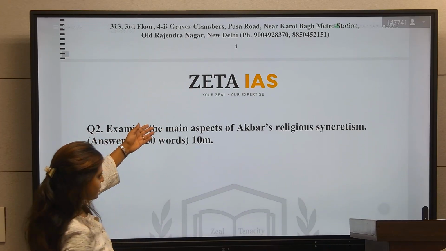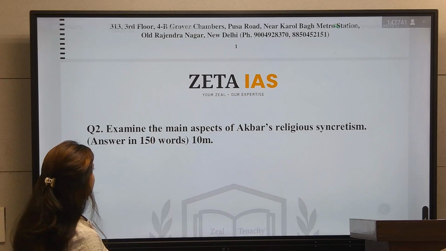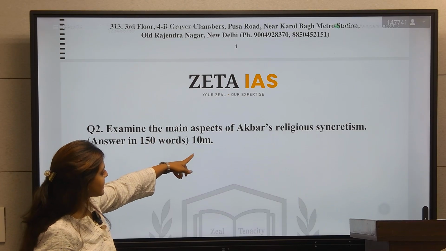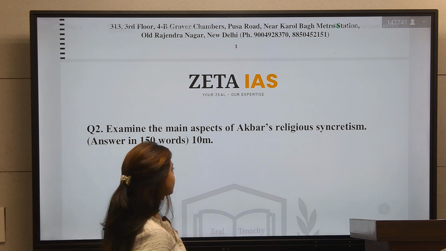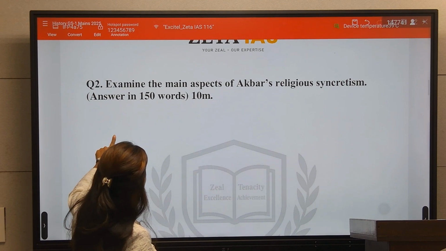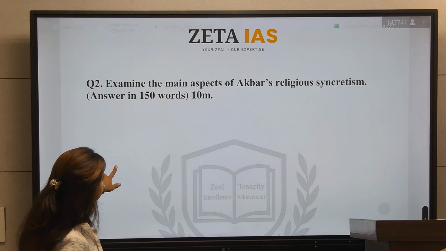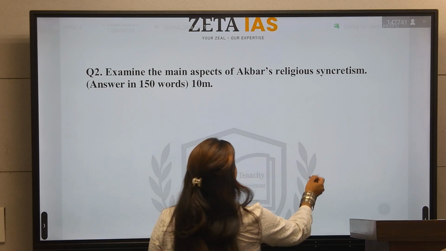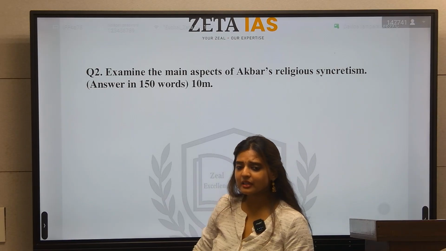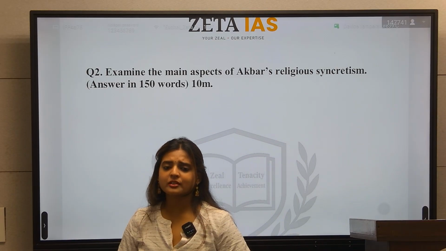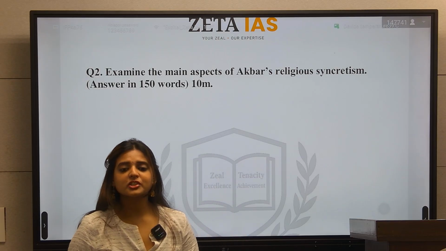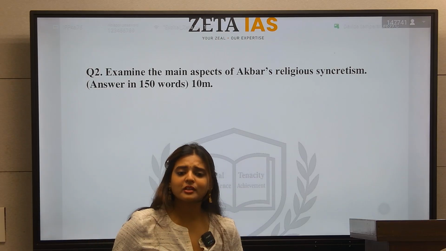This is another question of art and culture of the medieval history. Examine the main aspects of Akbar's religious syncretism. This is also for 150 words. So what do you know about religious syncretism? This word syncretism itself means the amalgamation of different religion, different school of thought, different culture. So Akbar's religious policy was also like that.